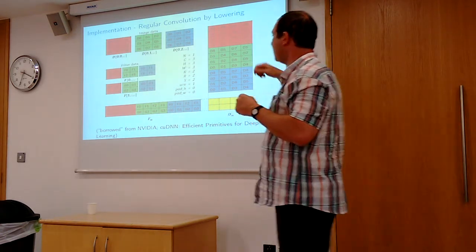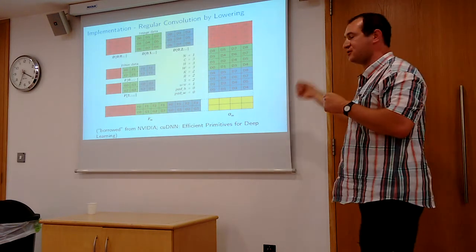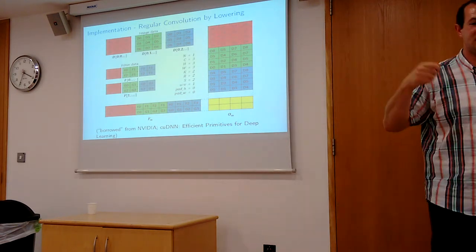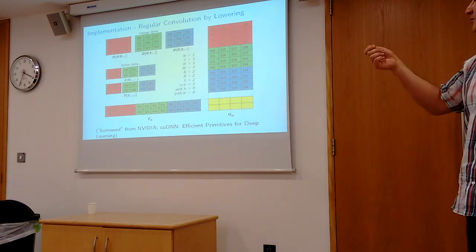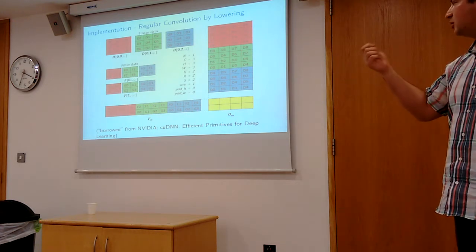So basically you do a bit of shuffling about, and then you get a matrix multiplication operation. The good thing about GPUs is they're very efficient at doing matrix multiplication. So if we can reduce sparse convolutional networks to a matrix multiplication, then it will run efficiently.